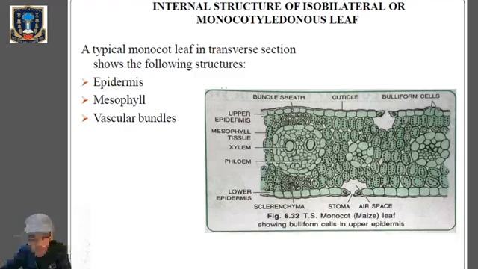the presence of epidermis. We have the upper epidermis and the lower epidermis. We will see the presence of mesophyll tissue, and we will see the vascular bundle, that is xylem and phloem. So let's go in detail now.